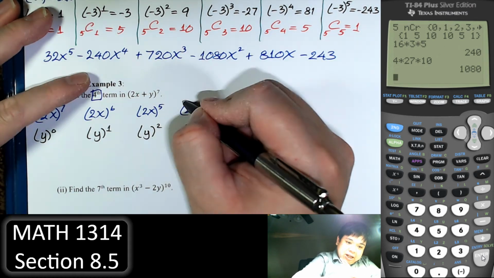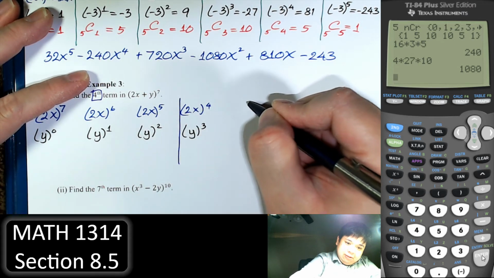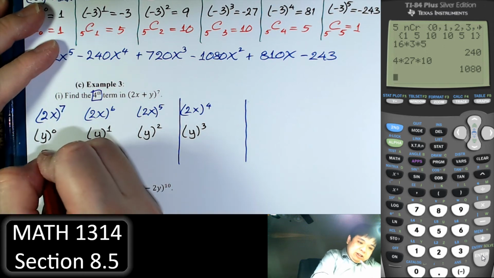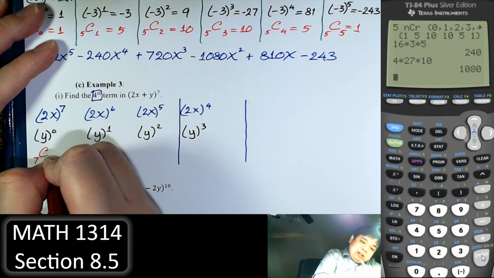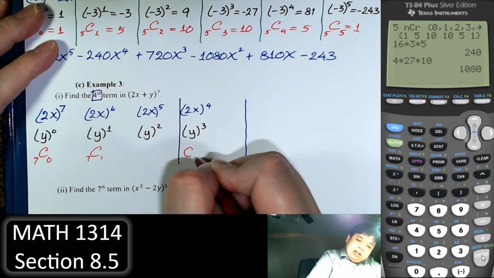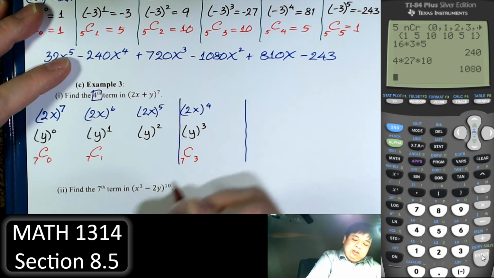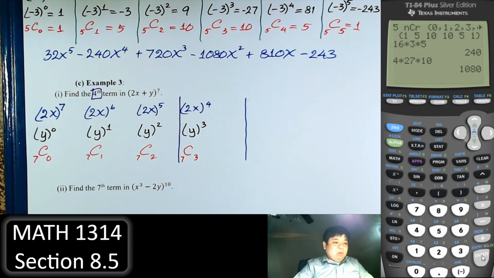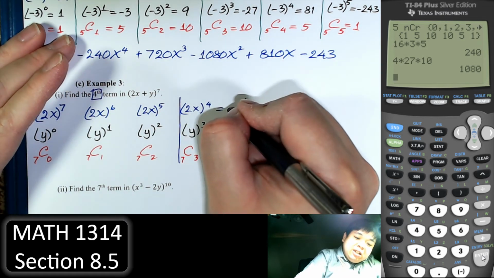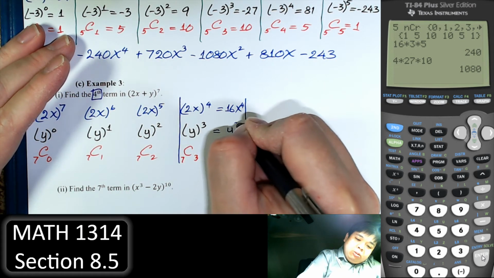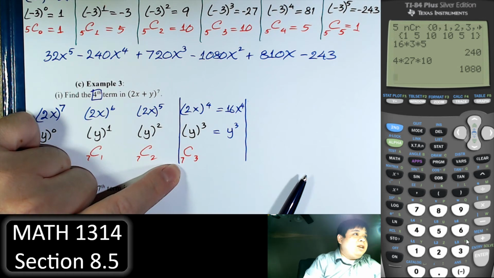But it's going to be in this column. The coefficient though: 0, 1, and 3, right? So everything in this column, that's what we focus on. So that gives us 16x to the 4th y cubed. And what is that? 7 choose 3.